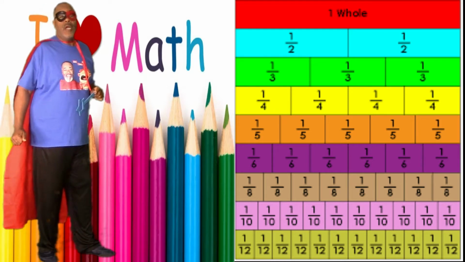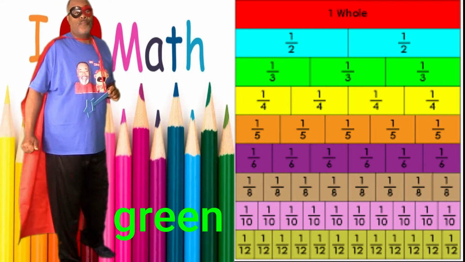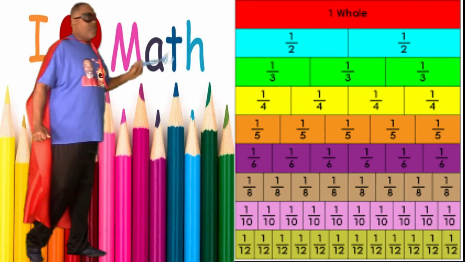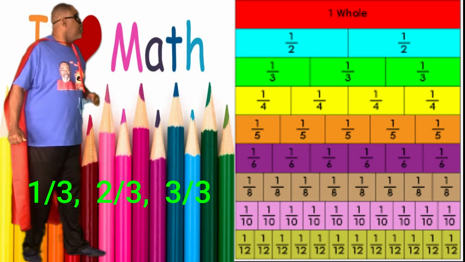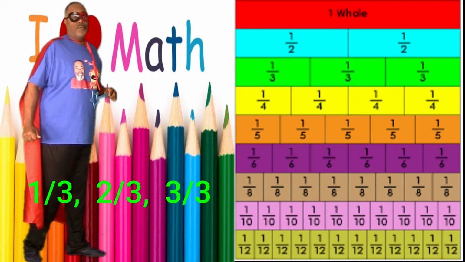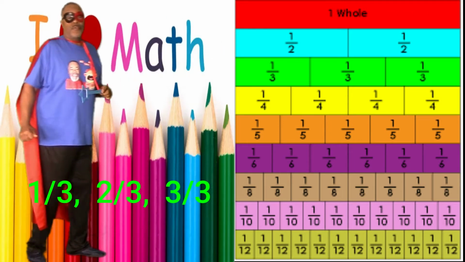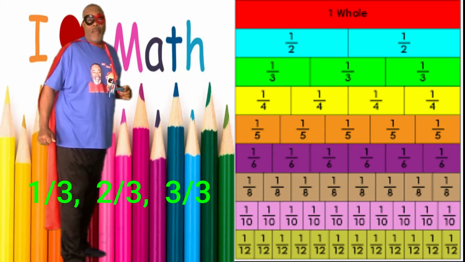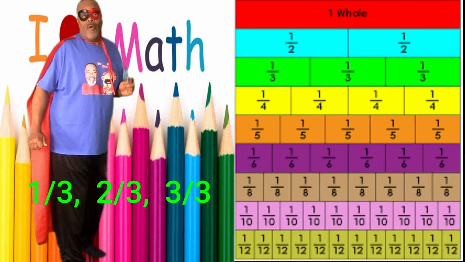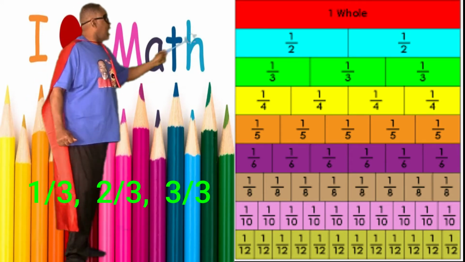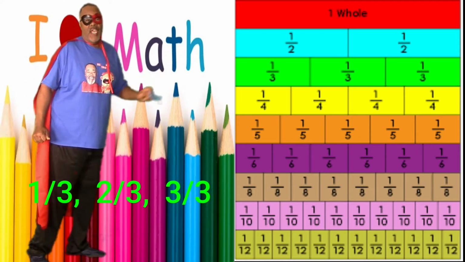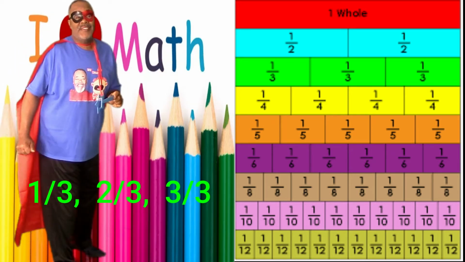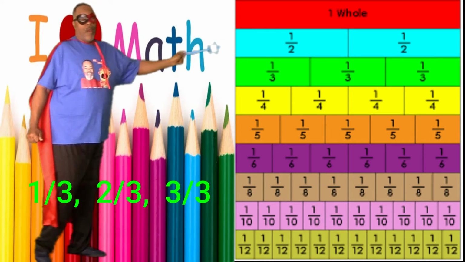All right, let's look at the next fraction. 1/3. What color is the 1/3? It's green. So let's count by 1/3. 1/3, 2/3, 3/3. Again, you notice a pattern that the only thing that changed was the top number, the numerator. The denominator did not change because it's still cut into 3 equal parts.